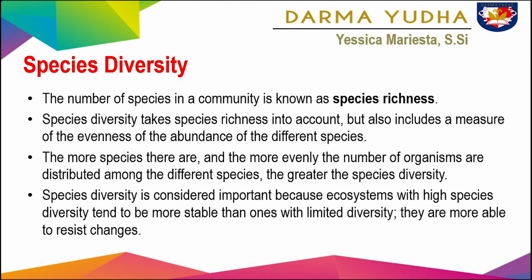Species diversity. The number of species in a community is known as the species richness. Species diversity takes species richness into account, but also includes a measure of evenness of the abundance of different species. The more species there are, and the more evenly the number of organisms are distributed among the different species, the greater the species diversity.